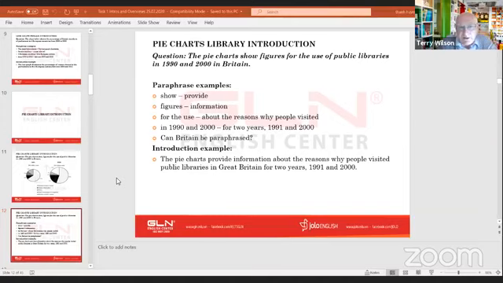The next part of the question says for the use. Well, that really means why people are using the library, so about the reasons why people visited. This question has got 2 years, 1990 and 2000. So we can change that for 2 years, comma, 1991 and 2000. So by putting a comma in, we're demonstrating to the examiner that we understand how to use basic punctuation.